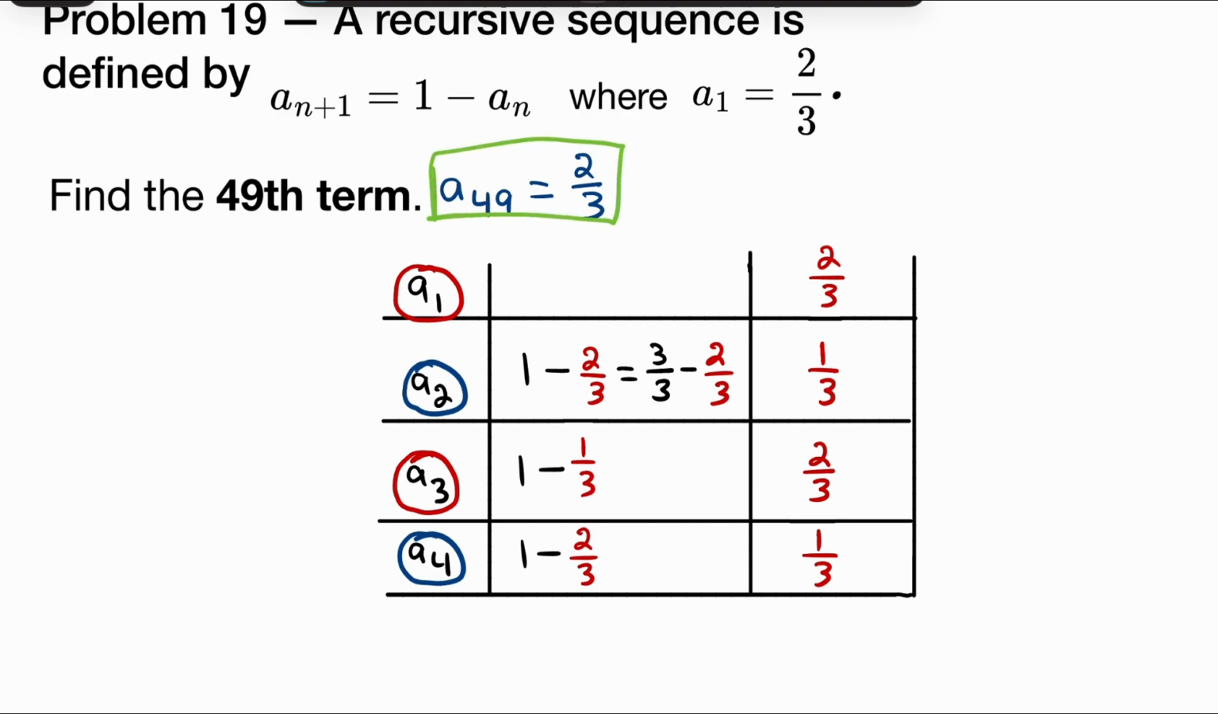Okay? And so that is how you find the 49th term in this recursive sequence. I want you to remember this strategy. The first thing is to use the rule to find the first few terms. Look for a pattern, second of all. And then finally, just use that pattern instead of listing a whole bunch of terms.